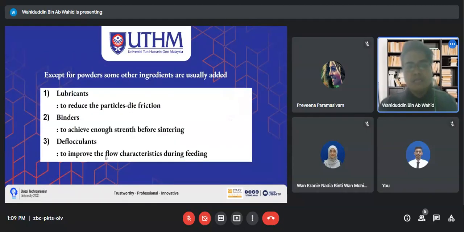Next, except for powder, some other ingredients are usually added to the mixing. First, for example, is lubricant. Lubricant is used to reduce the particle-die friction. The second is the binder, which is used to achieve enough strength before sintering. And the third is deflocculant. It is used to improve the flow characteristic during feeding.